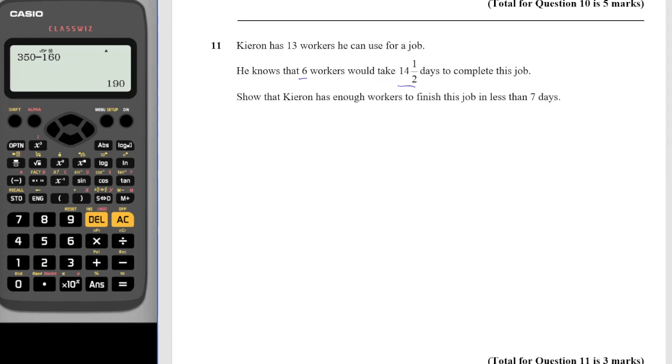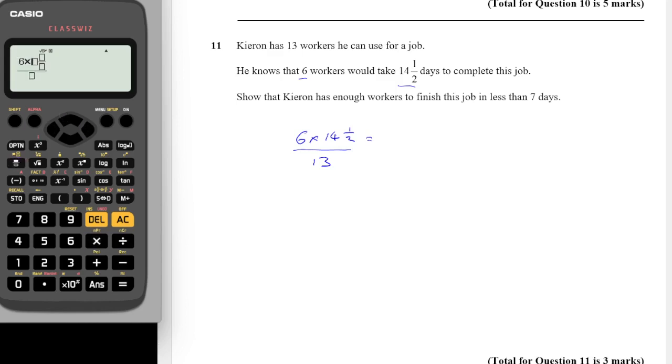But for anything like this where we're talking about working, I would say that the total people times the total number of days is going to be consistent. So in effect, that divided by 13 would give me the number of days it would take 13 people to complete. So if I do 6 times 14.5, and divide the answer by 13.